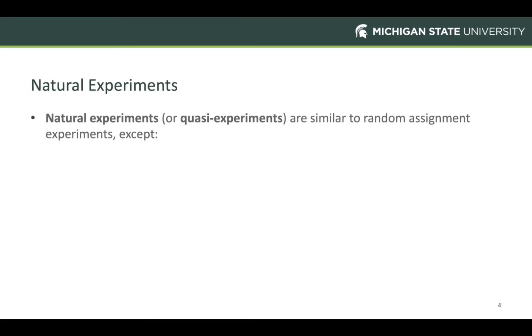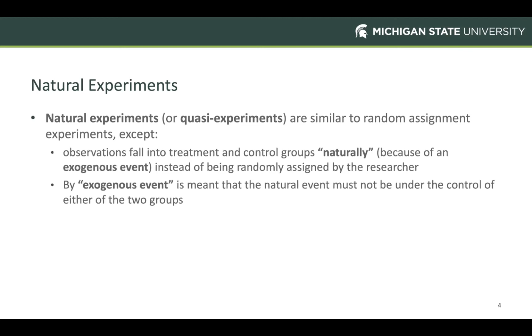So when we look at natural experiments, or quasi-experiments, as are typical in transportation, these are very similar to random experiments, except observations often fall into the treatment and control groups naturally, instead of being randomly assigned by the researcher. And so that gets back to the preceding case.